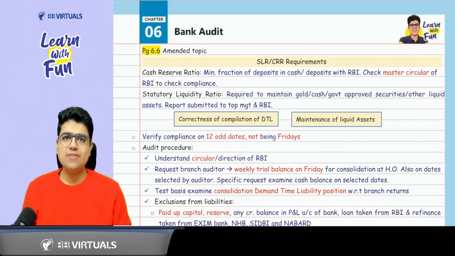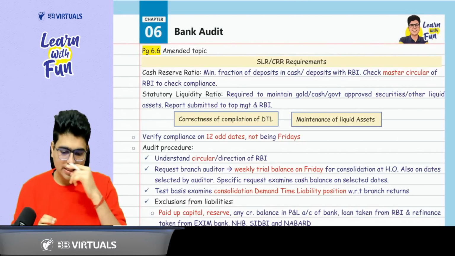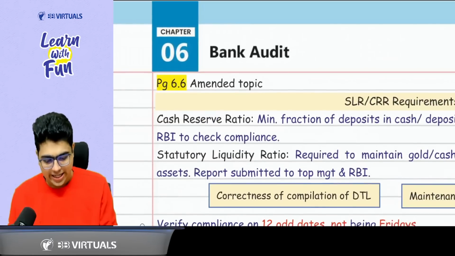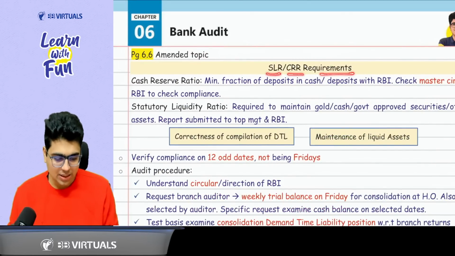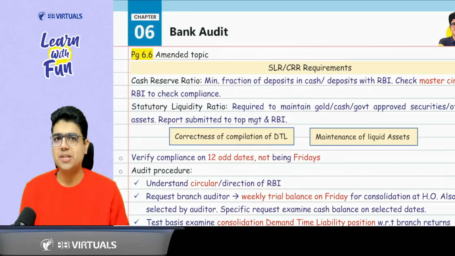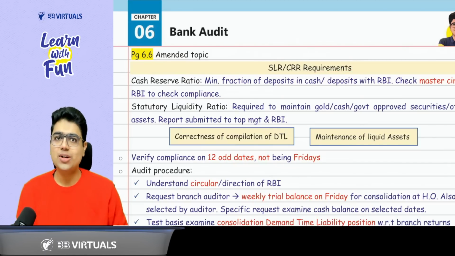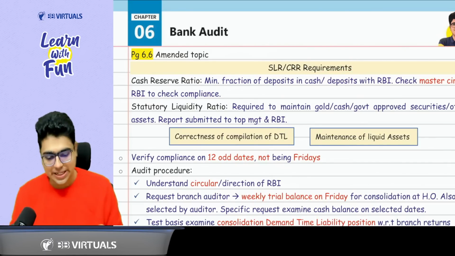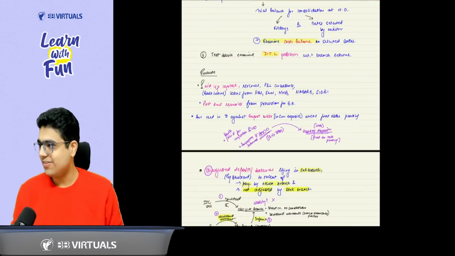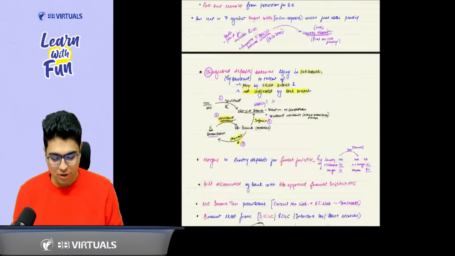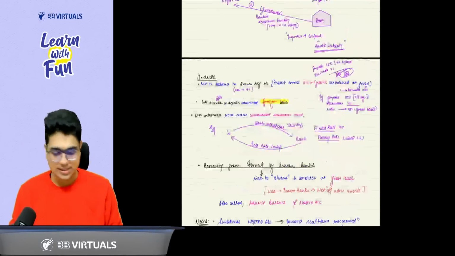So welcome everyone. Right now we are going to study a very amazing topic, that is bank audit. In the bank audit there is a good topic which talks about SLR and CRR requirement, and in this topic there has been one major amendment which I am going to cover in this session. But don't worry, I have created these beautiful notes for all of you, so that you get a good command over this amendment.